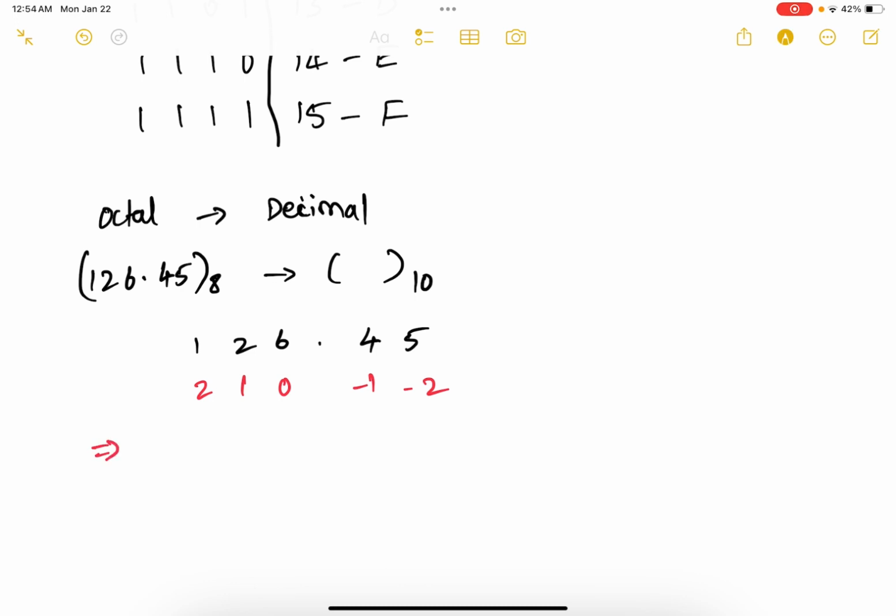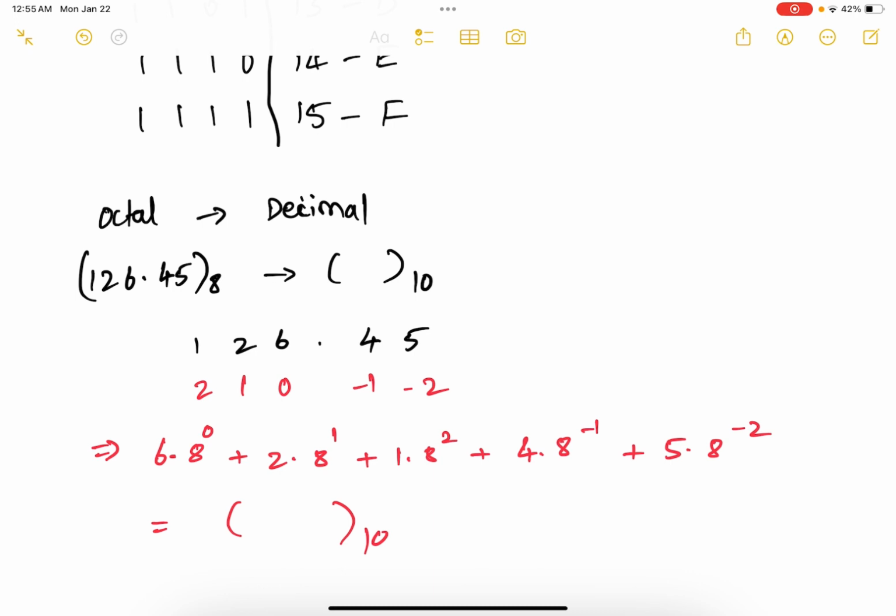So to convert this into decimal, you would write 6 times 8 raised to 0 plus 2 times 8 raised to 1 plus 1 times 8 raised to 2 plus 4 times 8 raised to -1 plus 5 times 8 raised to -2. So you can do the calculation and put the final value in decimal.